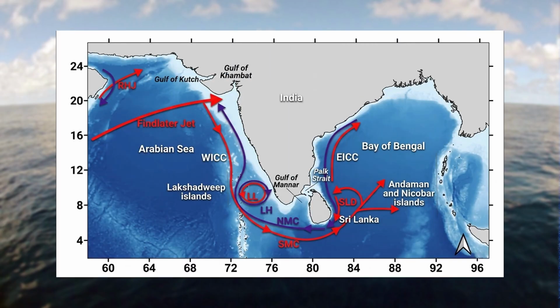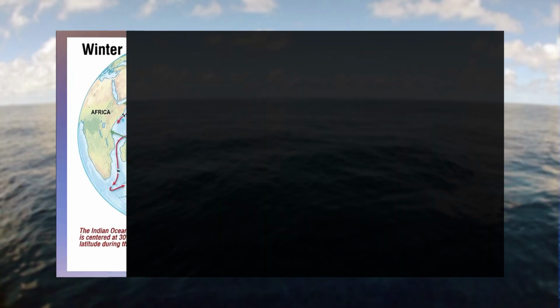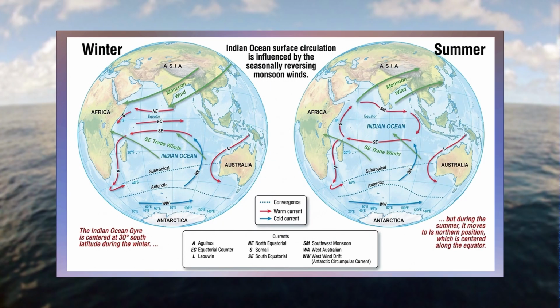The circulation of the currents in the Indian Ocean follows a unique pattern compared to the Atlantic and the Pacific. Northern hemisphere during winter. In the winter months, the island of Sri Lanka serves as a natural barrier separating the currents of the Arabian Sea from those of the Bay of Bengal. During this time, both regions are dominated by the northeast monsoon winds, which push the surface water westwards.